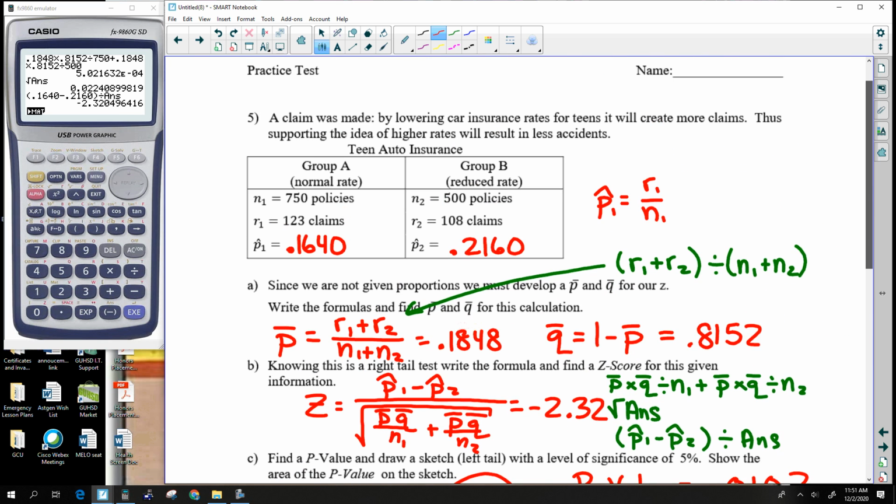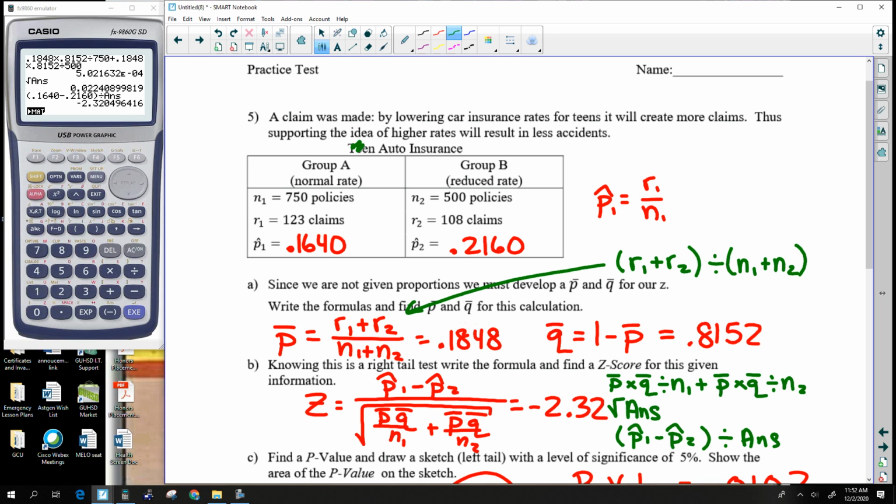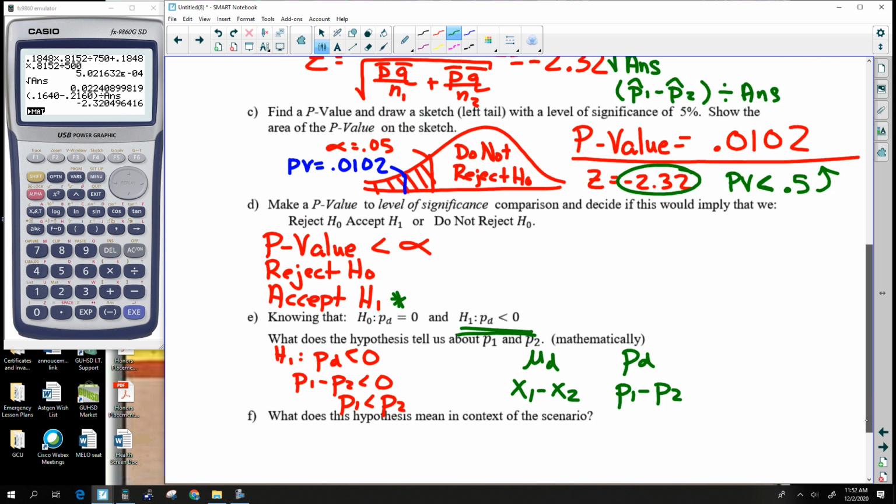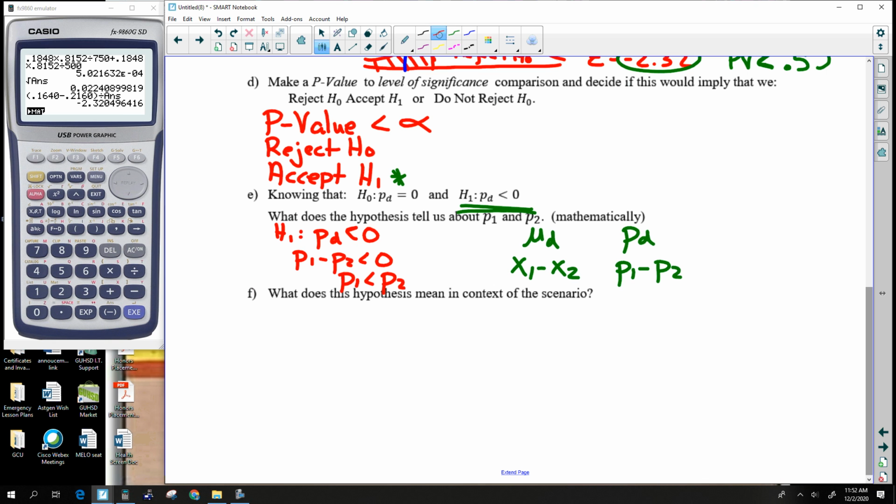Again, do not look at the title for information. Do not look at these words up here for stuff. What you're doing is looking at the R, which is the claims, and then group 1 and group 2, normal rate and reduced rate. So the probability of a claim at the normal rate is less than the probability at the reduced rate.